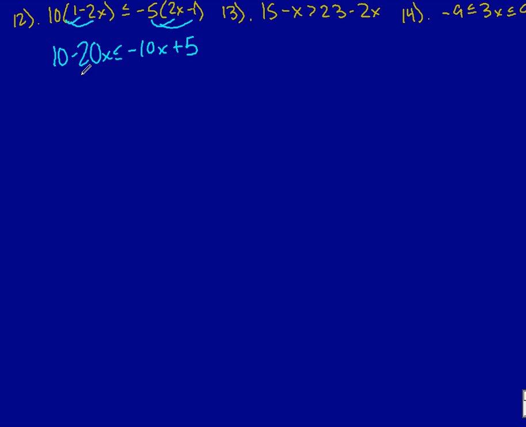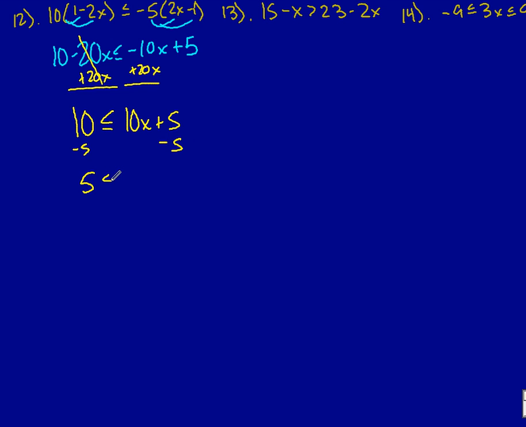Really doesn't matter. Let's add 20x to both sides. When I do that, make sure I only add x's with x's. Those guys will cancel. I have just 10 left on the left, and on the right, I have 10x plus 5. I'll now subtract 5 from both sides because I need to get the x by itself.